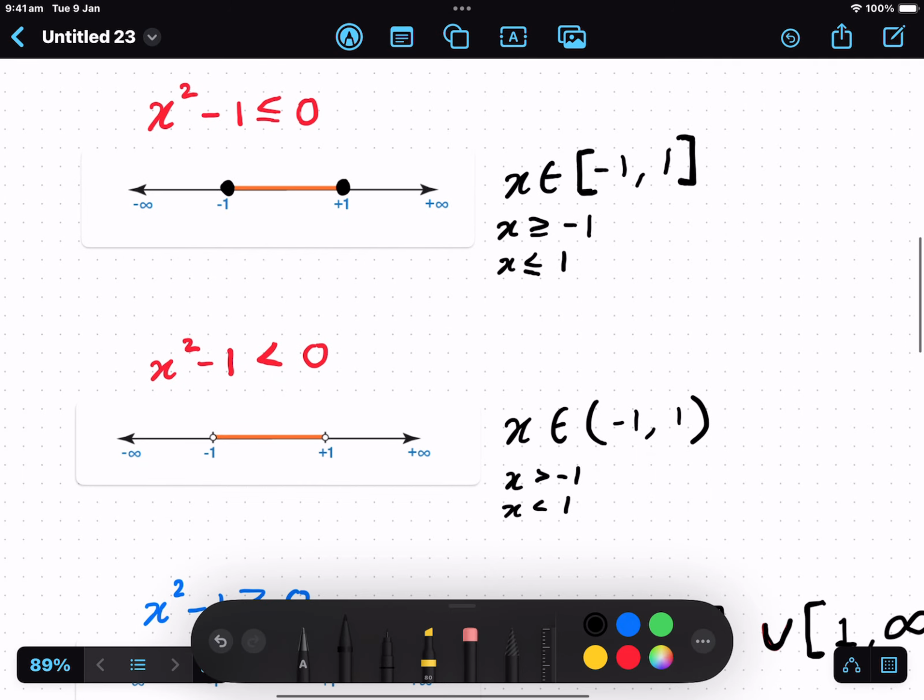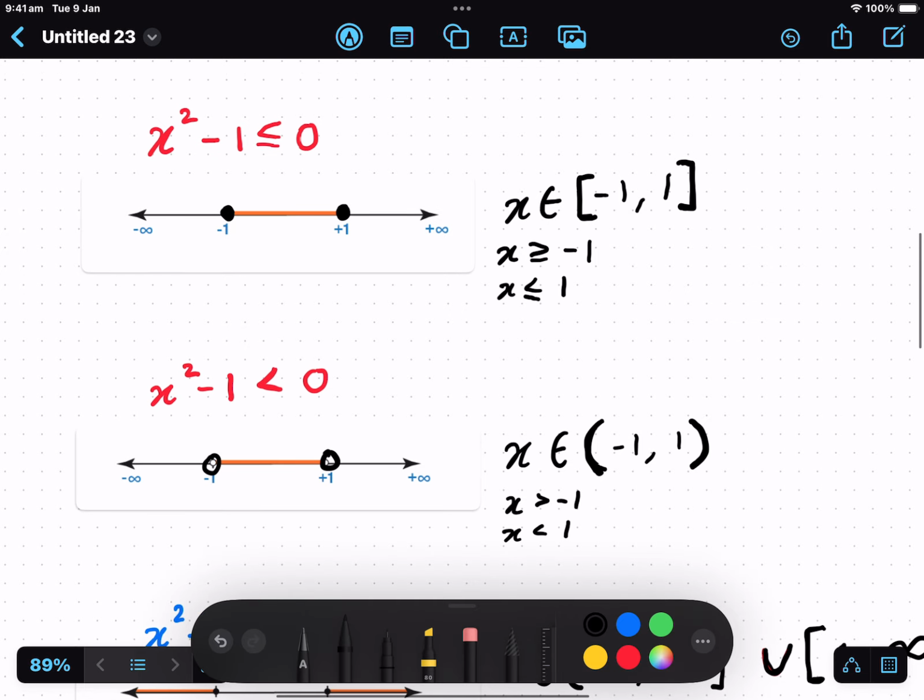Now to the next example. x squared minus 1 is just less than 0. Not less than or equal to, just less than. So that means these circles are going to be open, as you can see here. They're not going to be shaded in. And that also means that the brackets are going to be circular. You can see here, circular brackets.